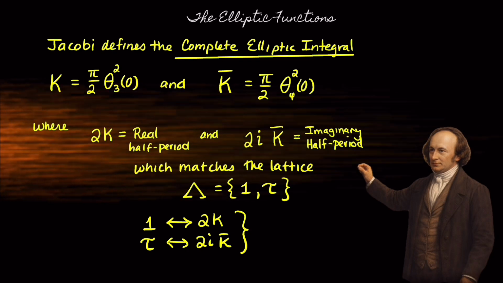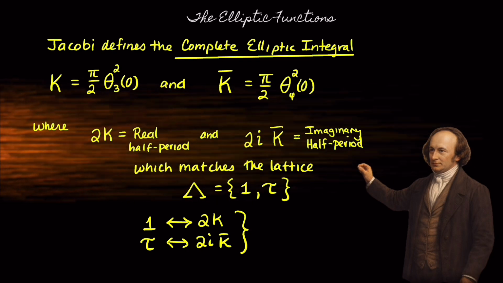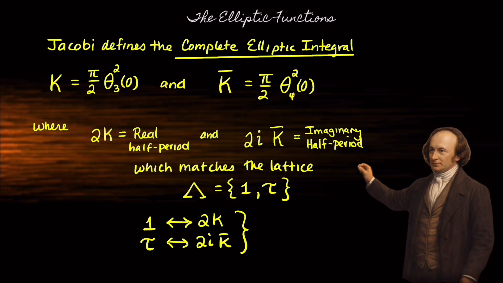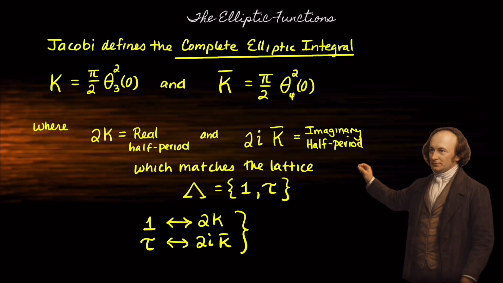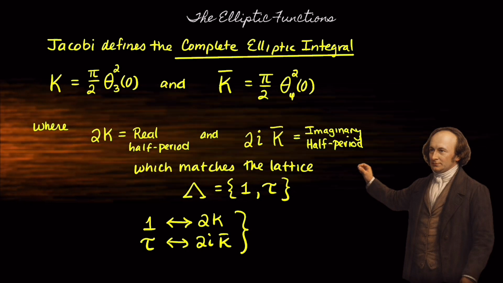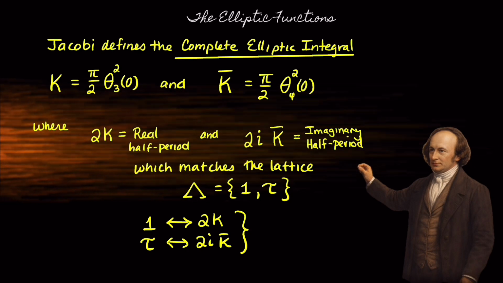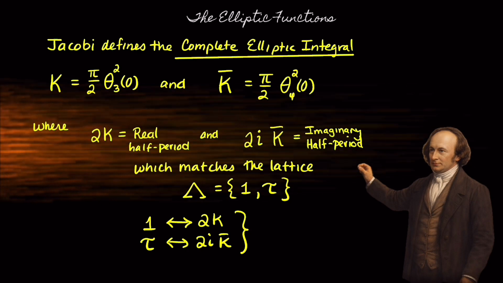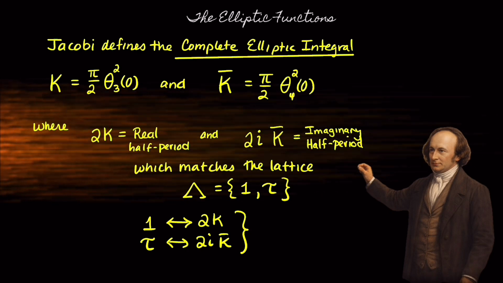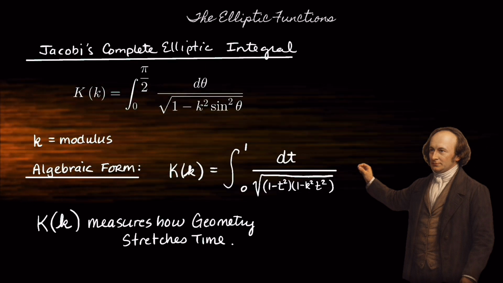Jacobi defines the complete elliptic integral, capital K equal to pi over 2 theta 3 squared evaluated at 0, and its complement shown there, where 2 capital K is the real half period, and 2i capital K bar is the imaginary half period, which matches the lattice in the complex plane given by the basis vectors 1 and tau. So there's a one-to-one correspondence between those two basis vectors.